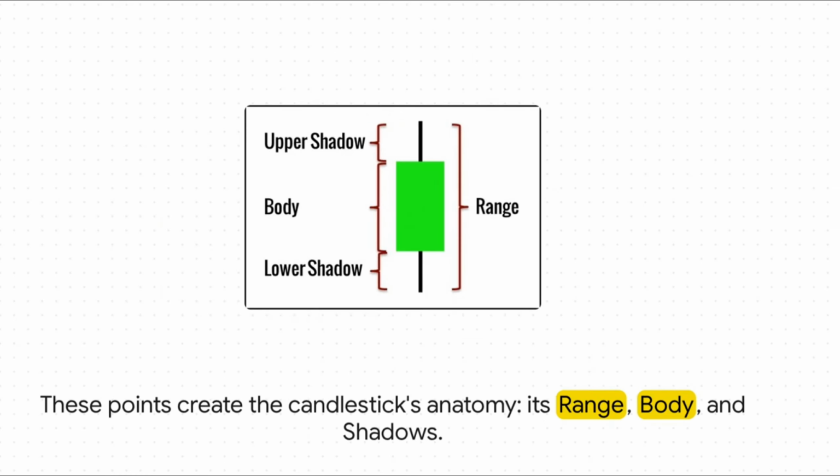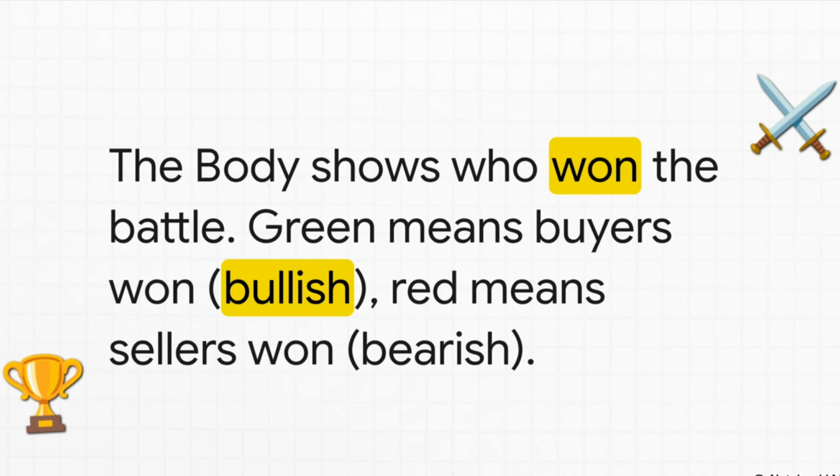So these four data points come together to give each candlestick its unique anatomy. You get the full range from the very top to the very bottom. You get the solid part, the body, which shows the distance between the open and the close. And then you have those thin lines, which we call shadows or wicks, sticking out of the top and bottom. So here's the crucial part. The body tells us who won the battle for that time period. If the price closed higher than where it opened, the body's going to be green. That shows us that the buyers or the bulls were in control. If it closed lower, it's red, which means the sellers or the bears won that round. And the size of that body? That tells you how strong their victory was.